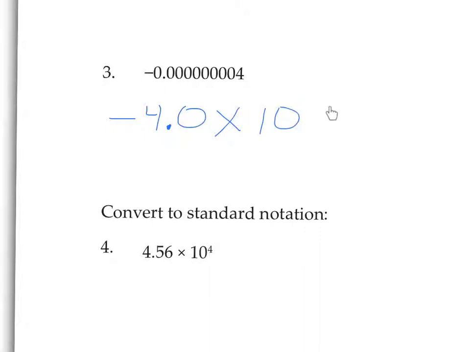Is this a positive exponent or a negative exponent? This is a decimal number, so this should be a negative exponent. How many places did we move that decimal? Looks like 9 again. 1, 2, 3, 4, 5, 6, 7, 8, 9. Yes. Negative 4.0 times 10 to the negative 9.